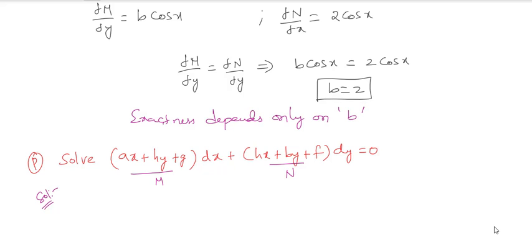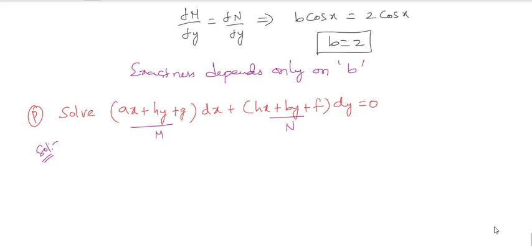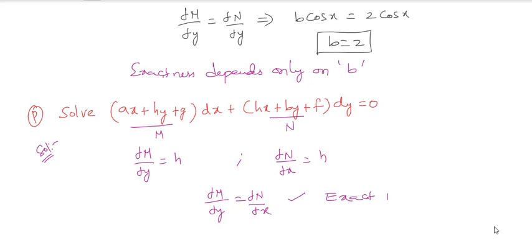Let me calculate ∂M/∂y and ∂N/∂x. ∂M/∂y, with respect to y only, is h. Similarly, ∂N/∂x with respect to x is h. So ∂M/∂y is equivalent to ∂N/∂x. Hence this is an exact differential equation. Am I right or not?